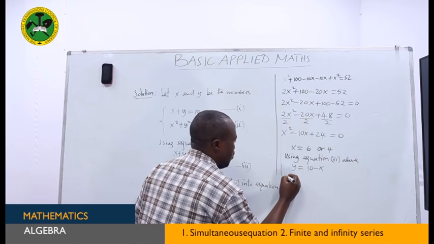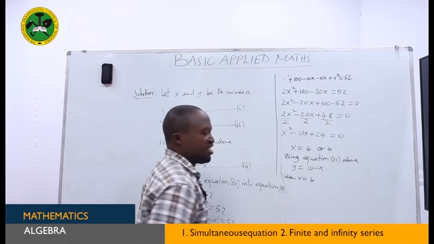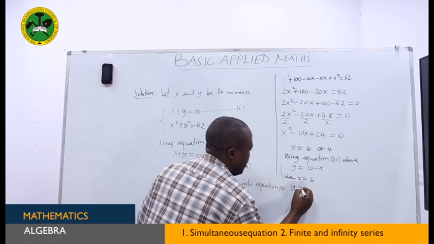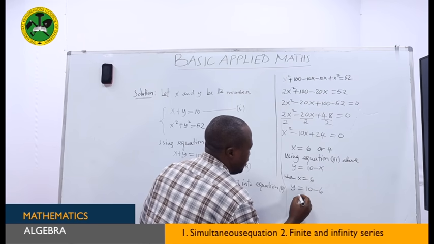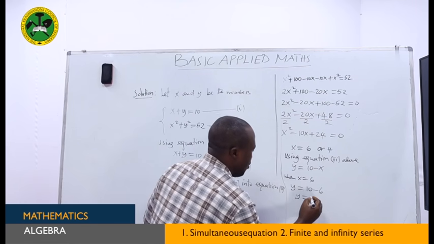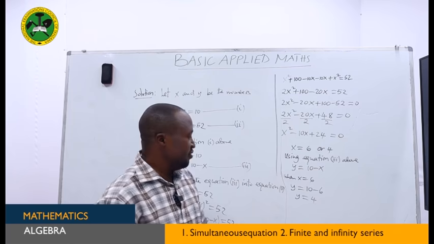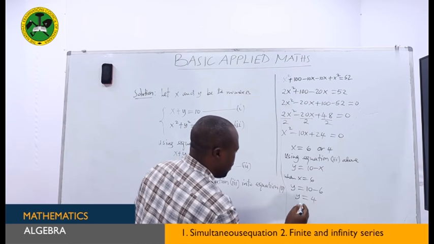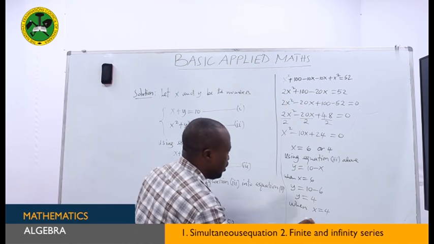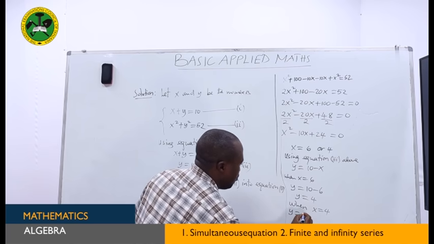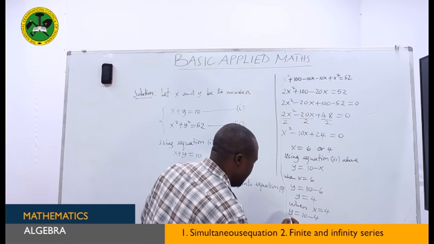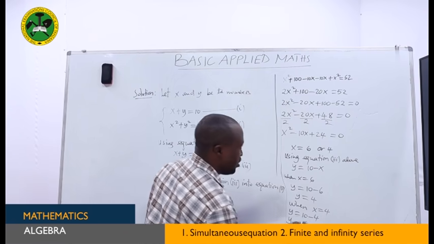Now, when x is equal to 6, we are going to get the first value of y. That is, y is equal to 10 minus 6. So y will be equal to 10 minus 6, which is 4. And again, when x is equal to 4, we use the same equation, y is equal to 10 minus 4. That is 10 minus 4, so y will be equal to 6.